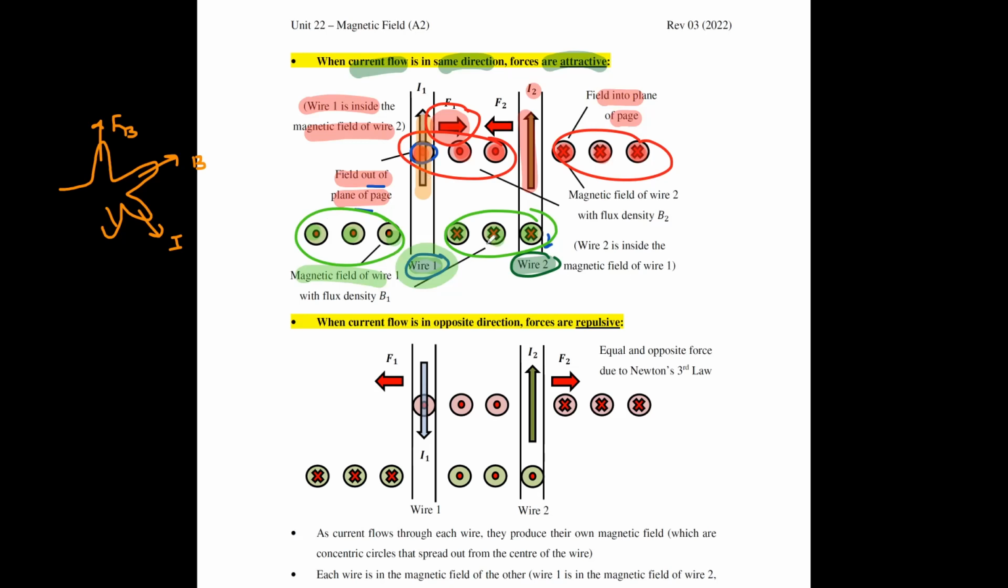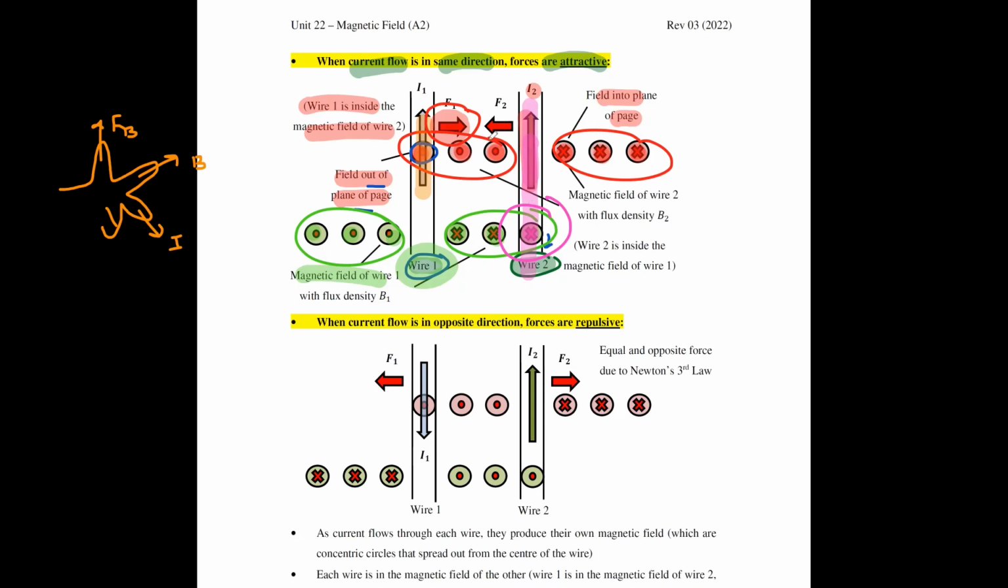Now you can apply a similar analysis. Looking at this part, wire 2 is now inside the magnetic field caused by wire 1. You have a magnetic field coming out of and going into the plane of the page, and a current direction going upwards. So by right, you are going to have a magnetic force too.